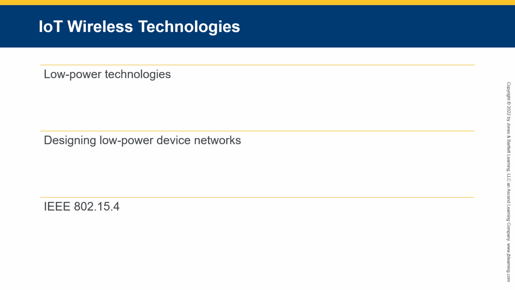Oftentimes, we do have ultra low power technologies designed to use low or really efficient power utilization for communication. We do have a wireless technology for that. That's 802.15.4. And so 802.15 is Bluetooth, but .4 is a different substandard.